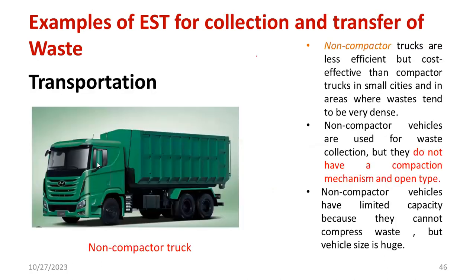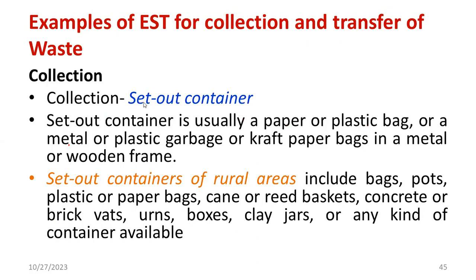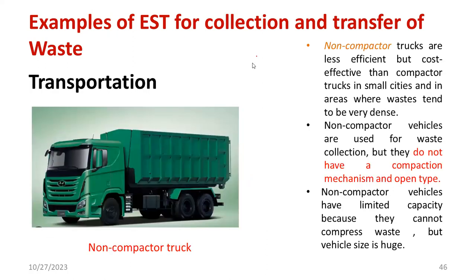The other one is the sorted waste. We already discussed the collection components like the set out container. Waste is going to be segregated inside the set out container. Once the waste is segregated, we have to go for transportation. From the source to the transfer station, we require transportation, right? So there are different types of transportation available.